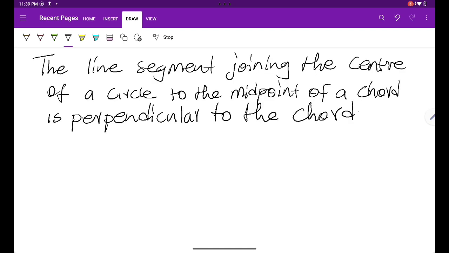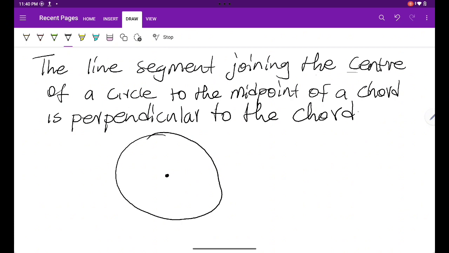Right, the line segment joining the center of a circle to the midpoint of a chord is perpendicular to the chord. Now we are going to look at these words and see the diagram that we are given. They're saying a line segment. In other words, we have a line which is joining the center of a circle. From these words, we can see that we have a circle with a center.